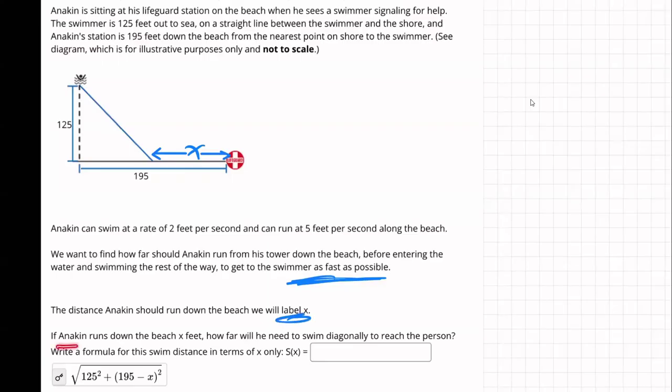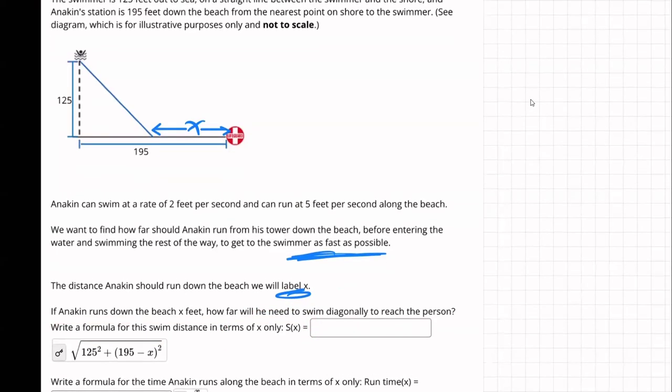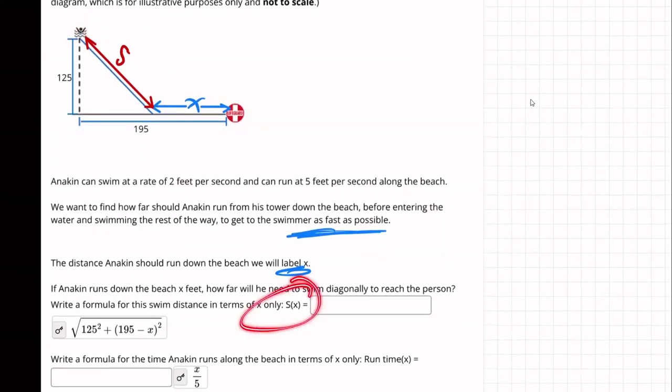Then it says, if Anakin runs down the beach X feet, how far will he need to swim diagonally to reach the person? Write a formula for his swim distance in terms of X only. His swim distance in terms of X only. Oh, okay. So then we're going to call this S. That's how far he's going to swim, his swim distance. So he's going to run a certain distance X, swim a certain distance S to reach the person out there swimming. So they want a formula for S of X.